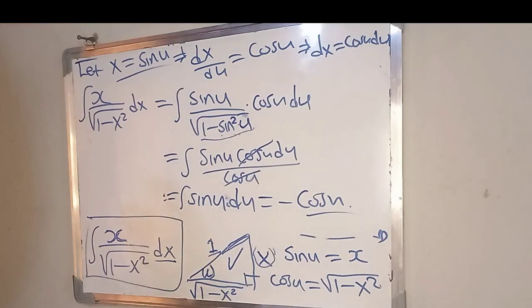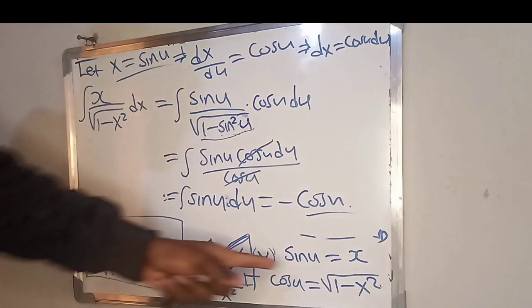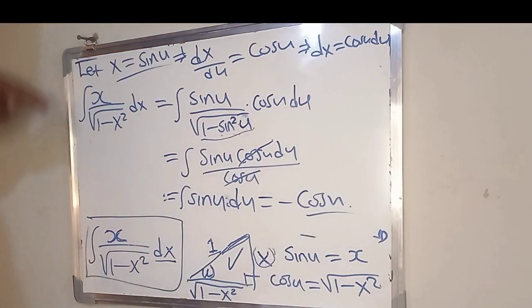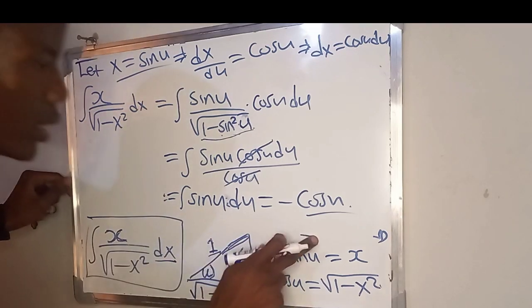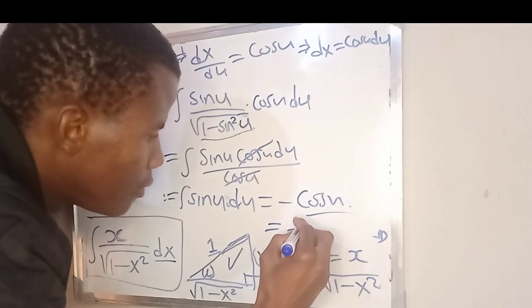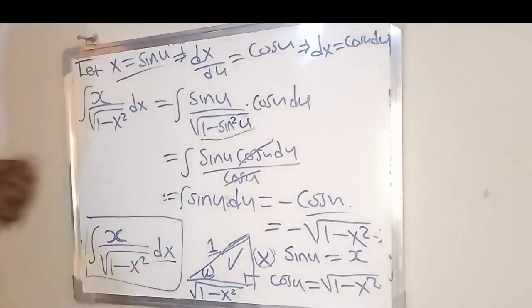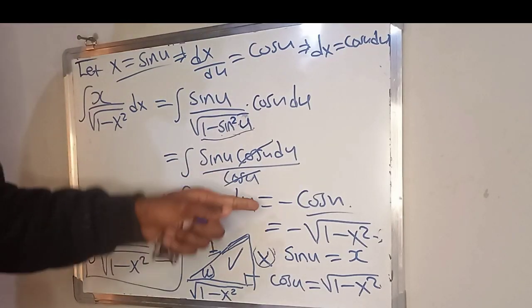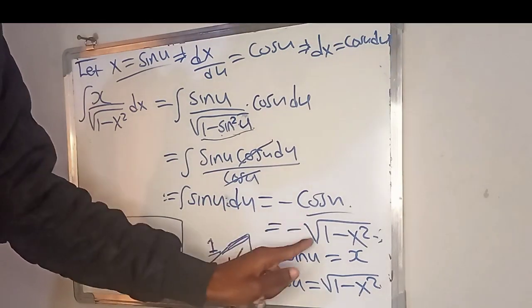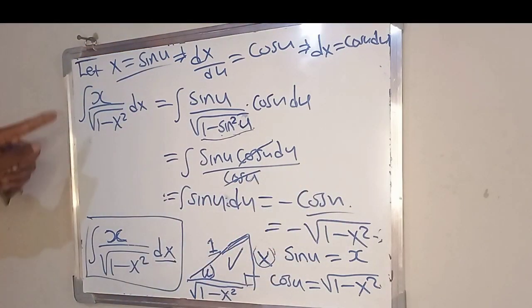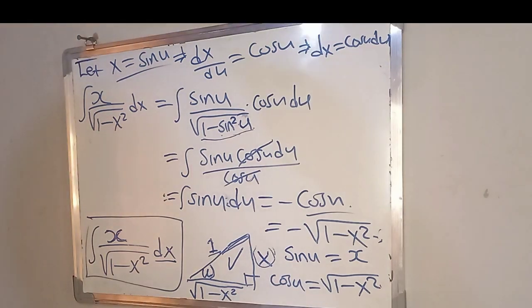And as I've explained to you, what was cos u is the square root of 1 minus x squared, meaning the integral of x over the square root of 1 minus x squared is nothing but negative square root of 1 minus x squared. And this is true because if you differentiate the negative square root of 1 minus x squared, you will find x over the square root of 1 minus x squared. And then we have the solution for that integral.